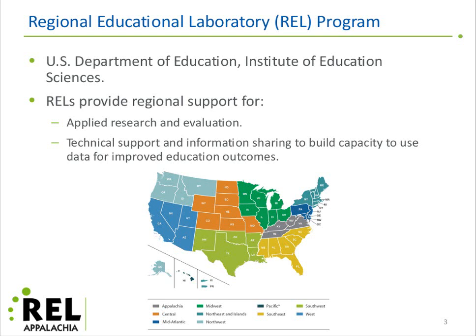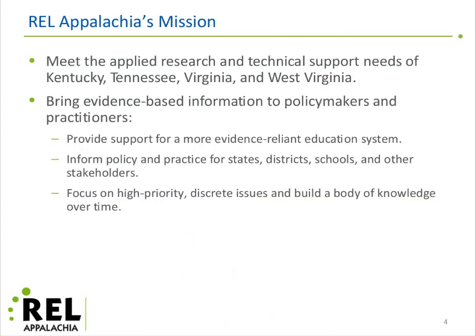There are 10 RELs across the country, and each REL serves educators in a designated region, and works in partnership with the region's school districts, state departments of education, and others to use data and research to improve academic outcomes for students. It operates in a 5-year contract, and we're currently in year 4. REL Appalachia meets the needs of educators in Kentucky, Tennessee, Virginia, and West Virginia. The overarching goal is to build an evidence-reliant education system grounded in data and research.